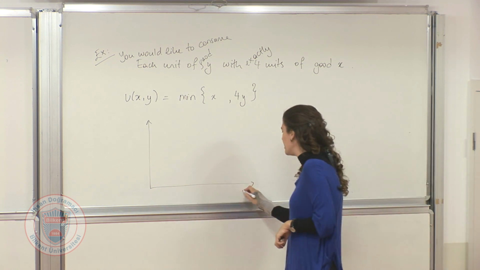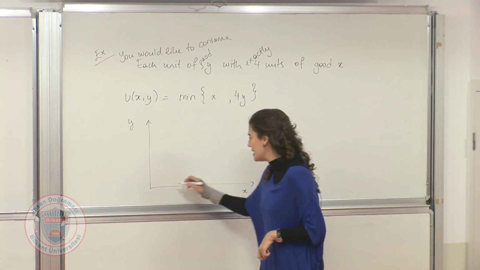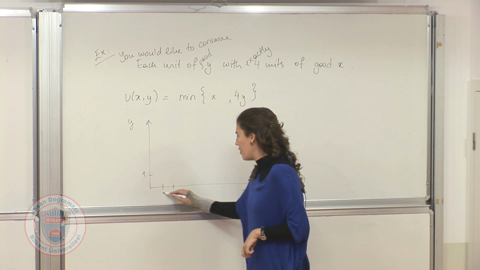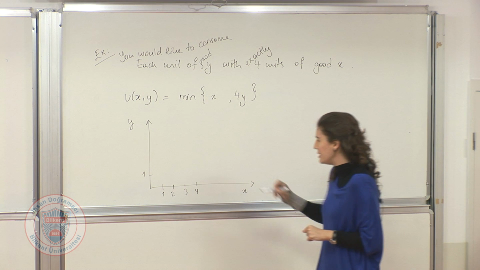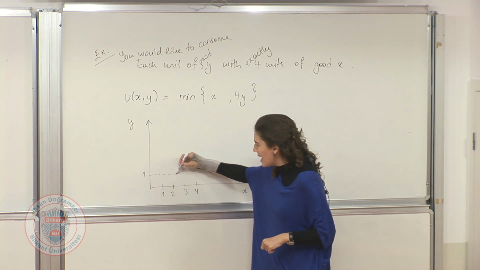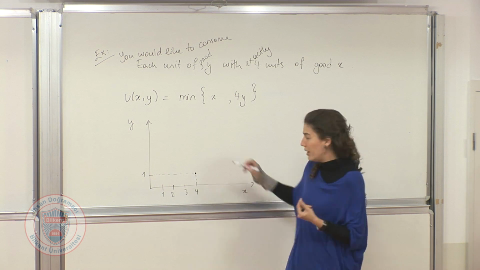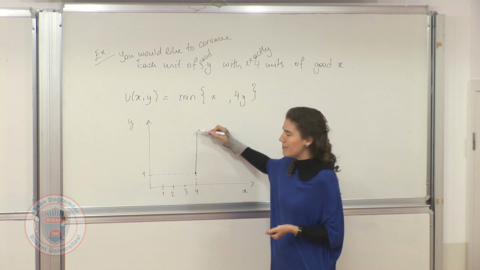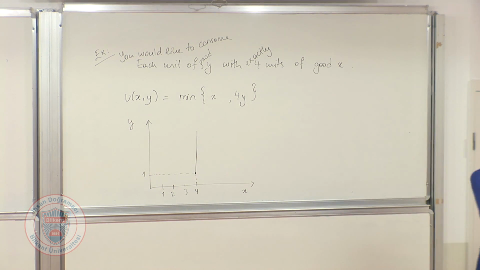So I'm going to put x here and y here. This says that you would like to have 1y with 4 units of x. So that's what we said: basically, 1y with 4 units of x. If you have 4 units of x but more y, it doesn't matter, because these have to be consumed at this perfect rate.